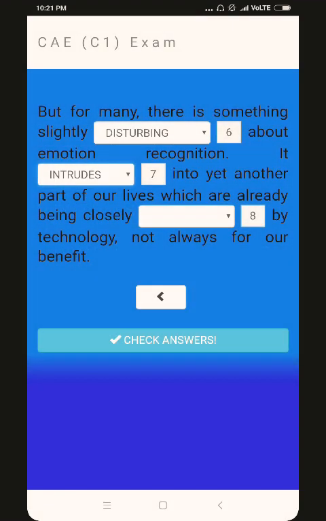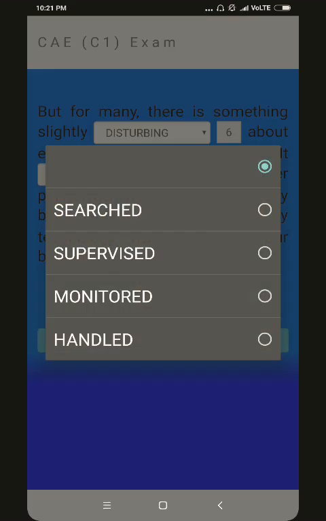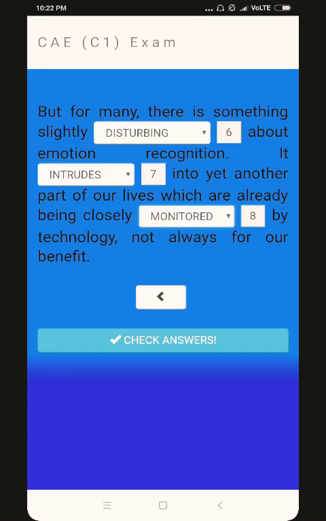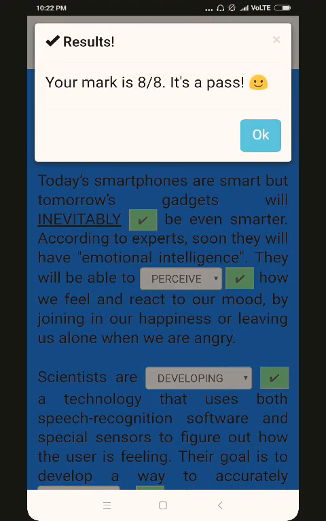Okay, so already being into another part of our lives which are already being closely dashed by technology, not always for our benefit. I think it will be monitored because they are not searching us, they are not supervising us or handling us. These devices are obviously not handling the human beings, but they are in a way monitoring us. So I'll go with monitoring. Let us check the answers. Yes, so I've passed. It's 8 out of 8.